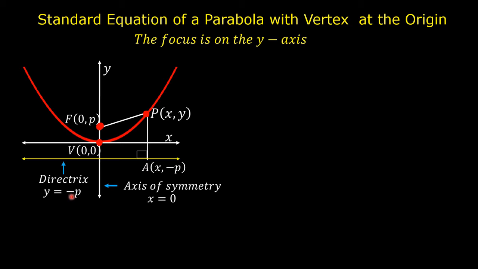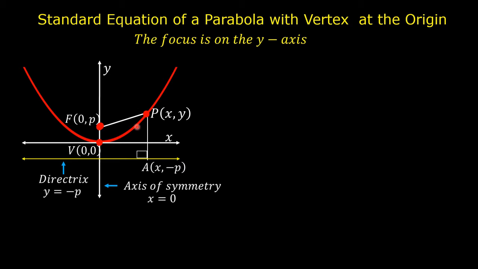The equation of the directrix is y equals negative p. Point A is a point on the directrix. It has the coordinates (x, negative p). The y-axis is the axis of symmetry. The equation of the axis of symmetry is x equals 0. Point P is a point on the parabola. It has coordinates (x, y). It represents every point on the parabola.